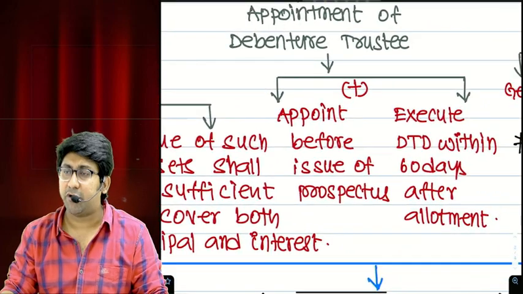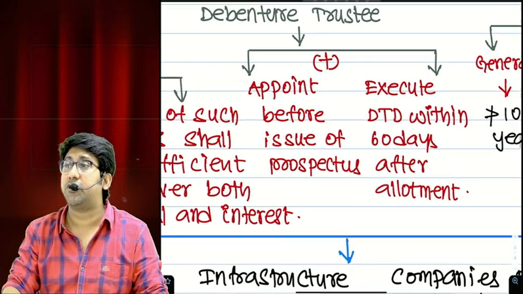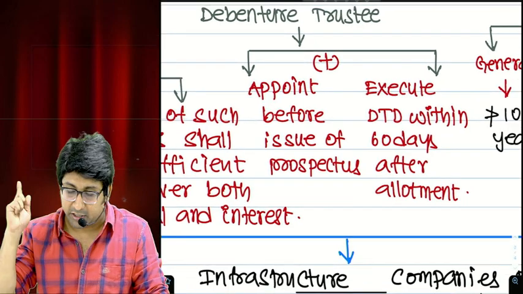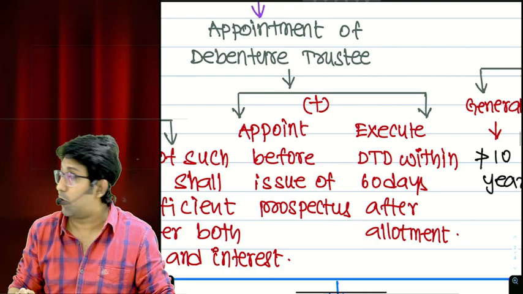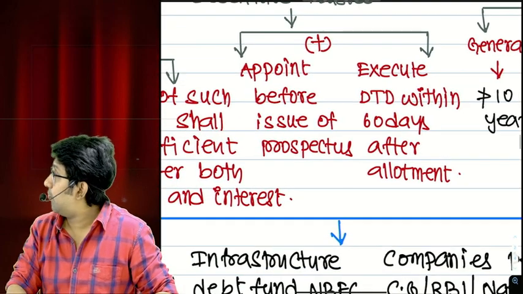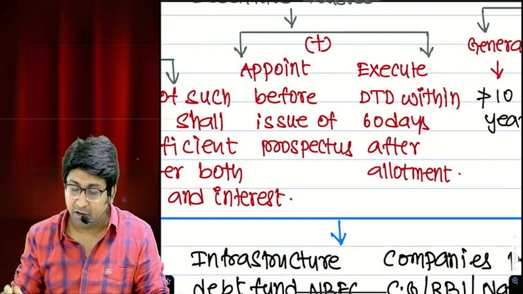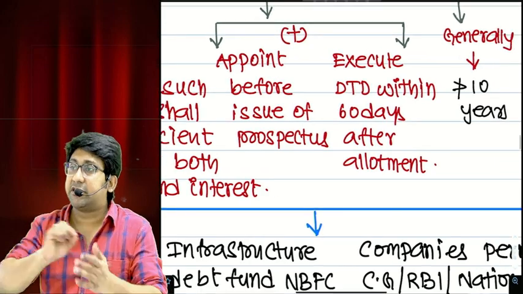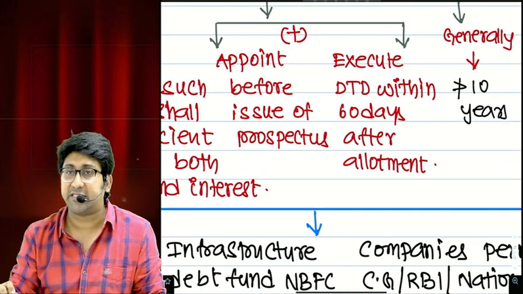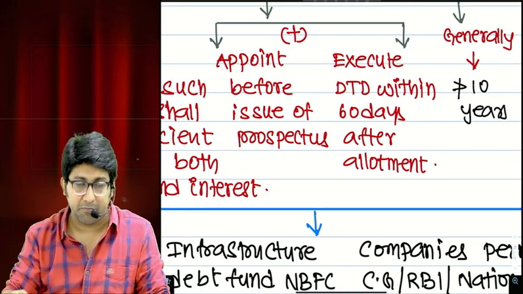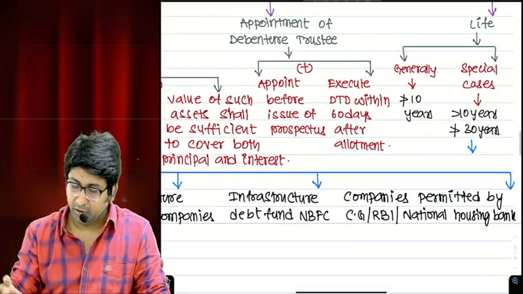Whenever you issue secured debentures, we need to appoint a person to safeguard the interests of debenture holders, and that person will be called as what? Debenture trustee. What we should do? Appoint him before issue of prospectus and execute the debenture trust deed within how many days? 60 days after the allotment. This is a procedure.